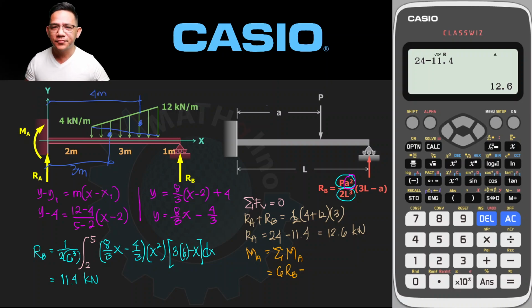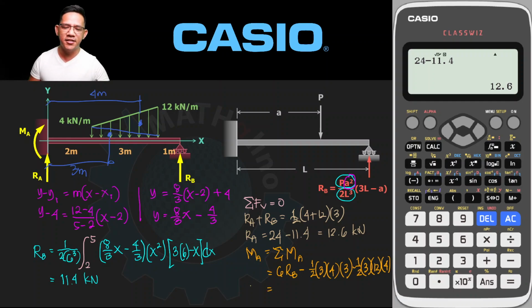Approximating the drawing. We have this 1/2 for the first triangle. Base is 3. Altitude is 4. The moment arm is 3. Minus 1/2. The base is 3. Altitude is 12. The moment arm is 4. So this is our moment at A, and this is our answer.